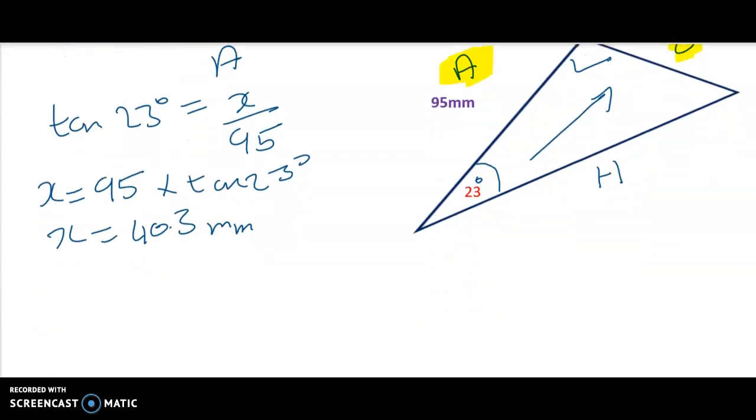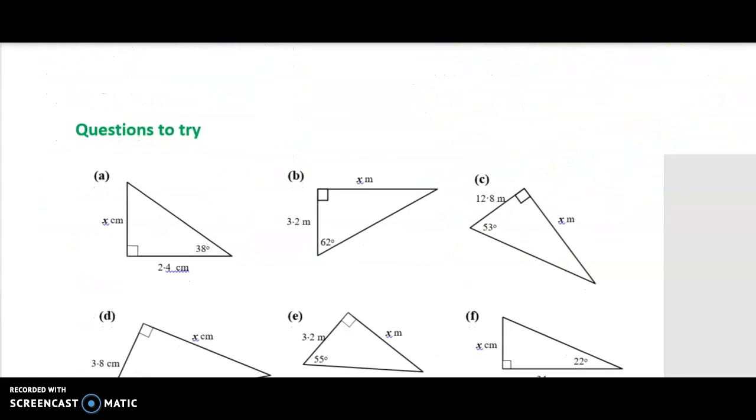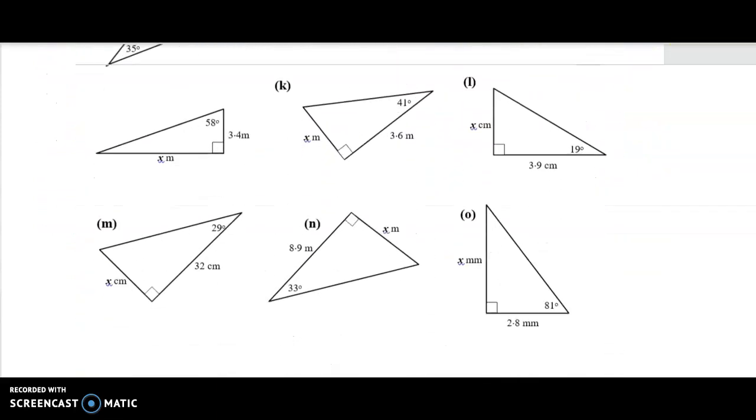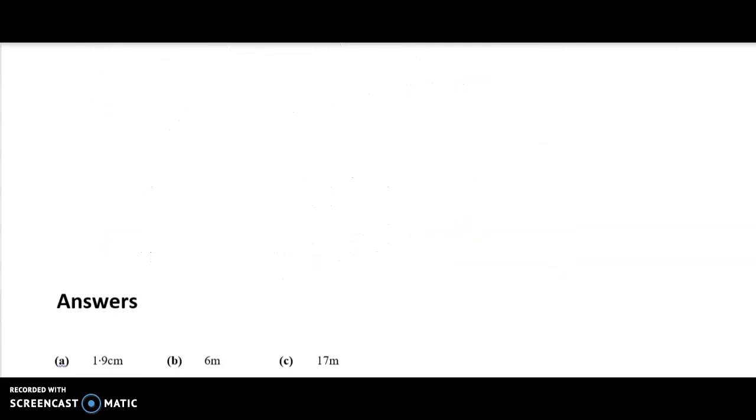There are some questions for you to try. If you go back to your OneNote into your assignment, there are questions for you to try in there, and the answers are at the bottom for you to check.